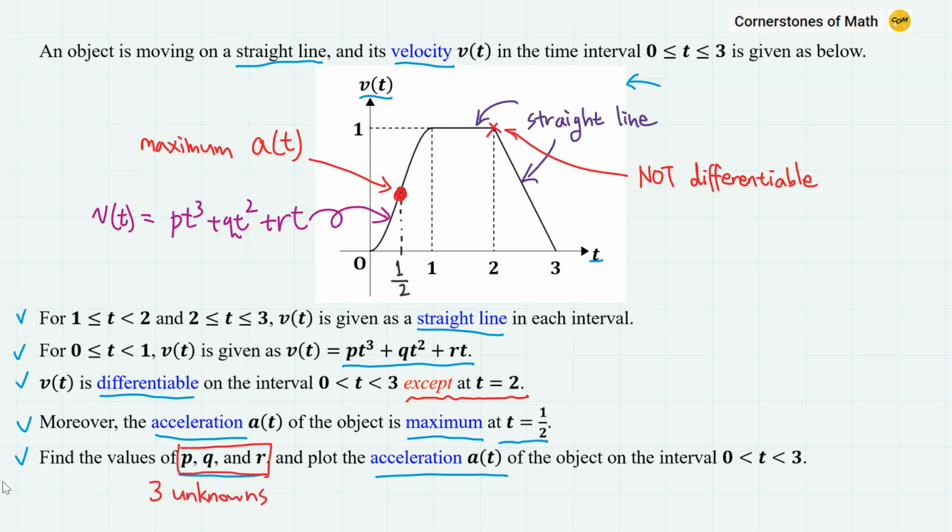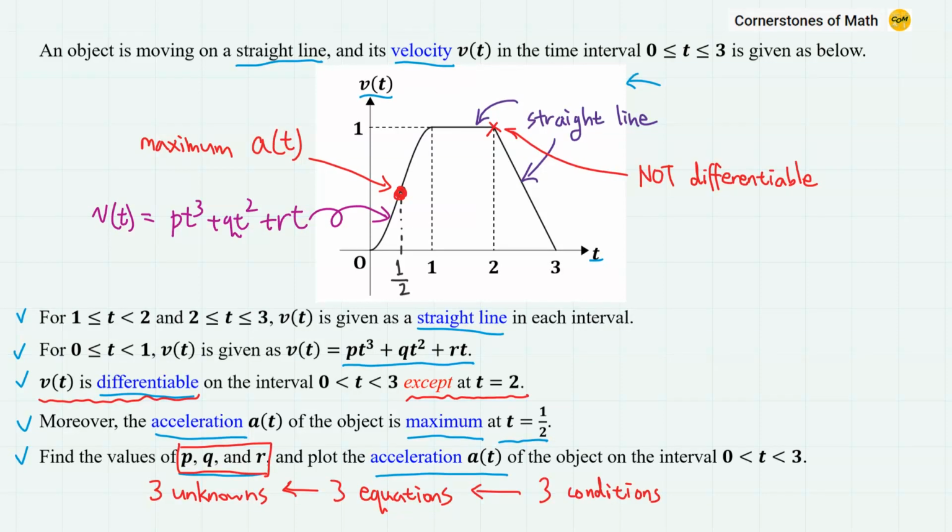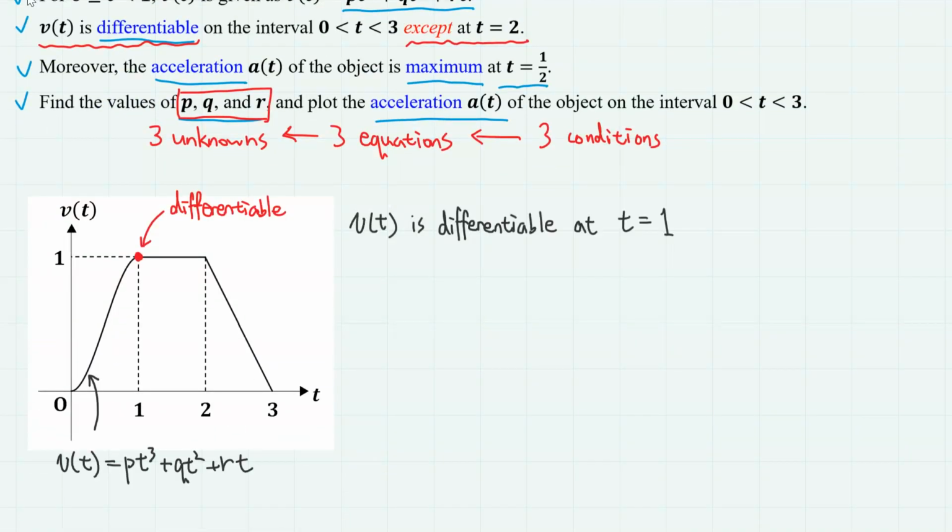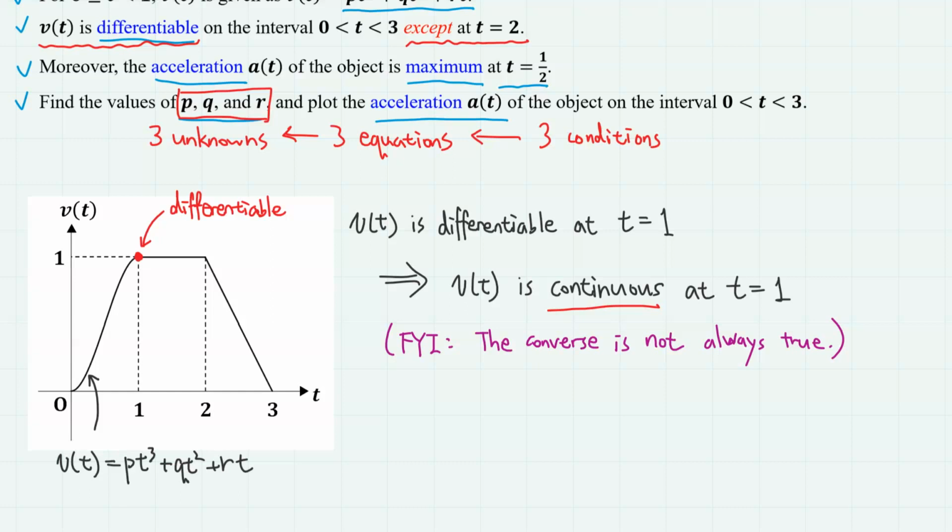Alright, we have three unknown coefficients p, q, and r, which means that we need three equations, so we have to utilize three conditions given in the problem. And we will start with this differentiable condition. First, before we differentiate anything, since v(t) is differentiable at t equals 1, it must be continuous at t equals 1. FYI, the converse is not always true. So the function on the left side is this cubic function, so when t approaches 1, the value of the function approaches p plus q plus r. This value must be equal to the value given in the graph, which is 1. So we have the first equation.